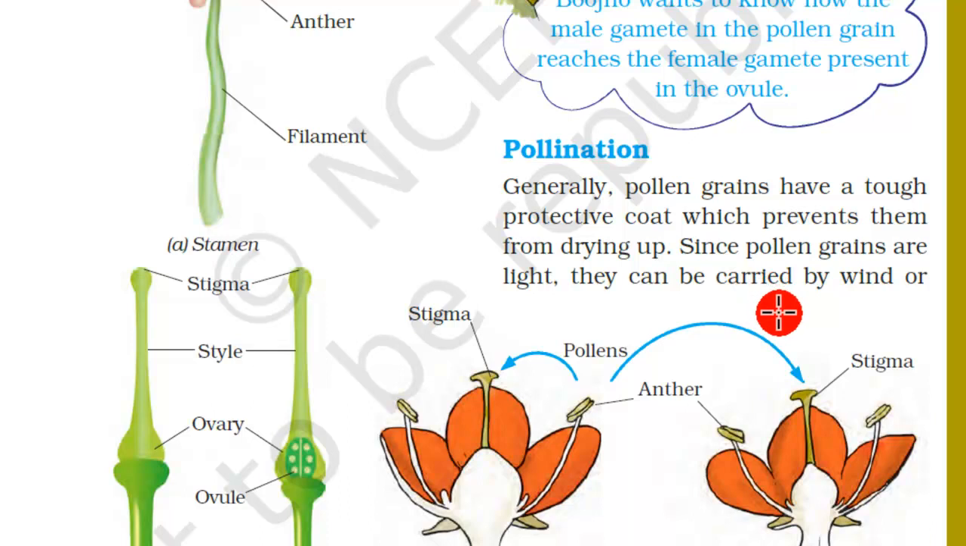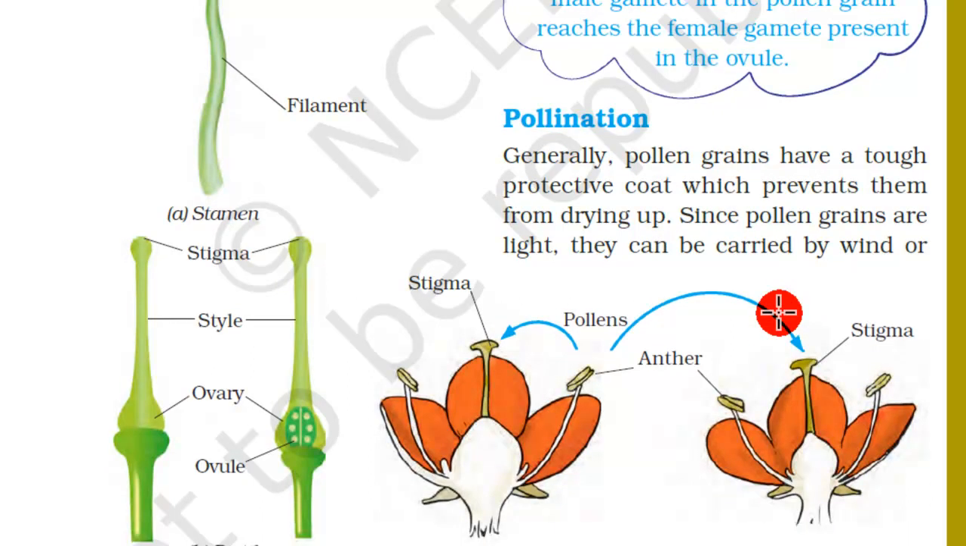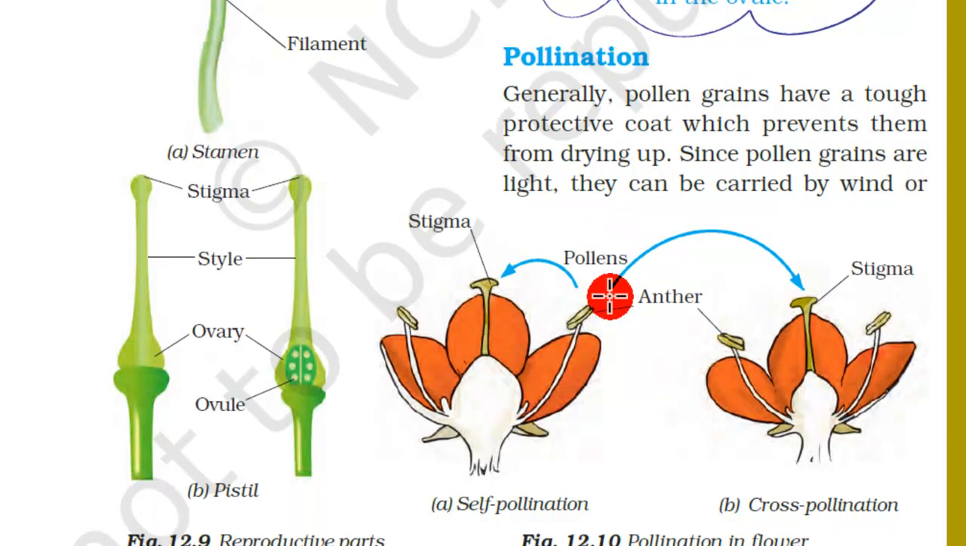A flower may be unisexual with either the male or the female reproductive parts. A bisexual flower has both the male and female reproductive parts. The male gametes are found inside the pollen grains and female gametes are found in the ovule. Pollination is the process of transfer of pollen grains from the anther of one flower to the stigma of the same or another flower.